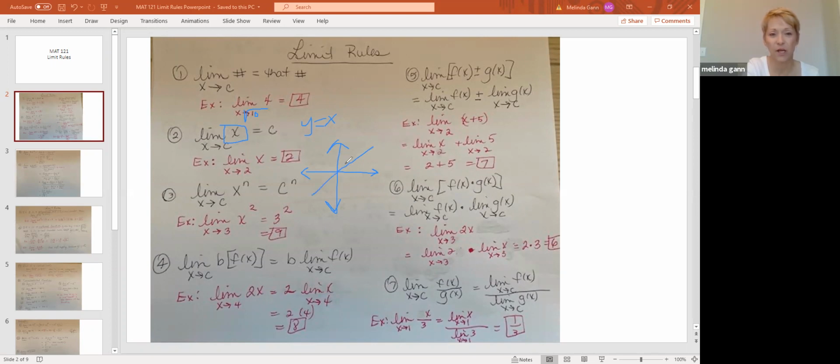And think about the points. You would have points like (1, 1), (2, 2), and (3, 3). On this graph, the x and y coordinates of all those points are the same. So if x is getting close to 2, wouldn't y be getting close to 2? If x is getting close to 5, then y would be getting close to 5. So the limit of x, as x gets close to c, is just c. If it said, what's the limit of x as x is approaching 12, the answer would be 12.